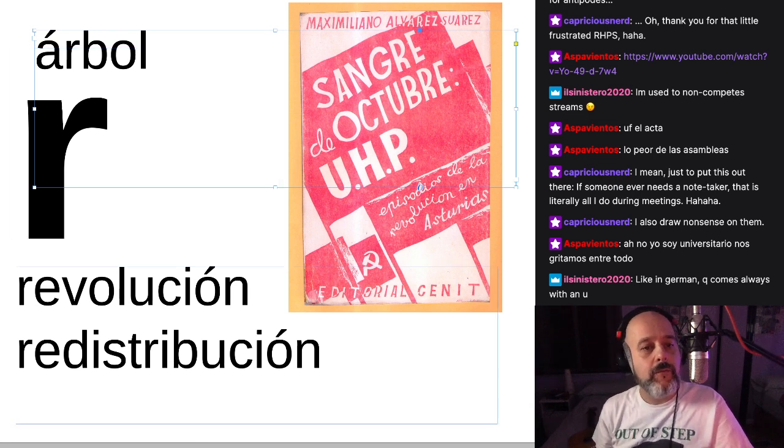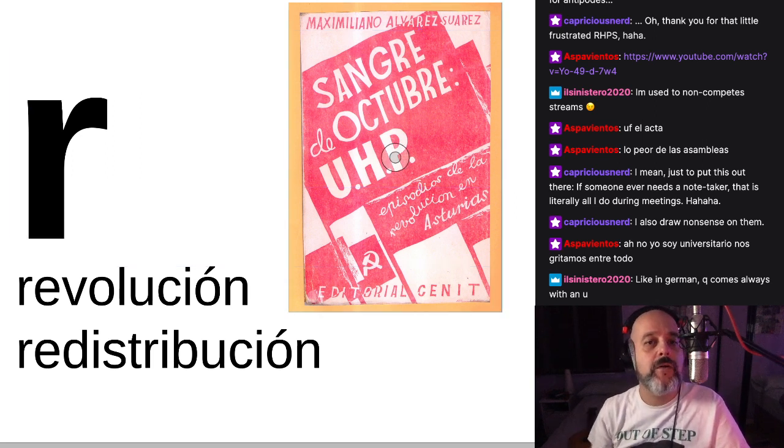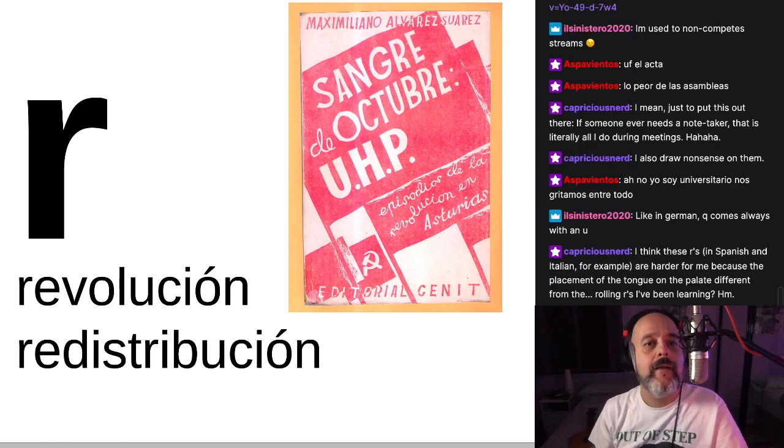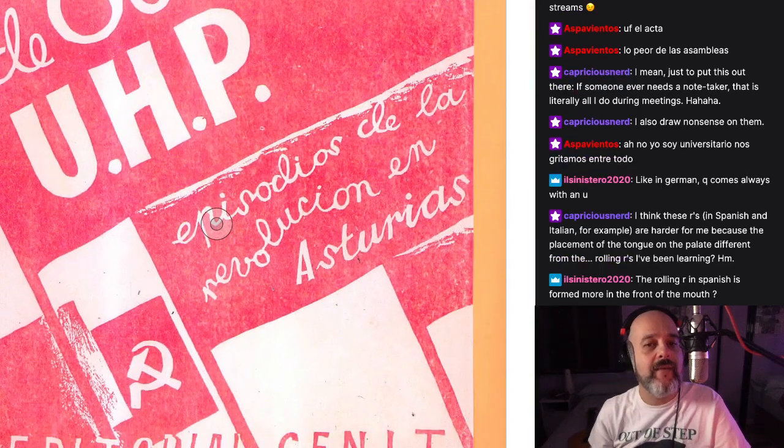So revolution, redistribution. And there's the cover for this book, where we see the UHP appear again, Unidos Hermanos Proletarios, and it says Sangre de Octubre, Blood of October. Octubre, October. Sangre, blood. And it says here, Episodios de la Revolución en Asturias.